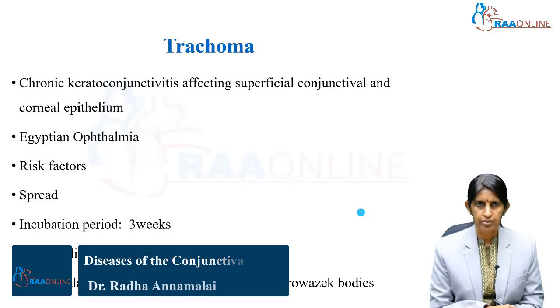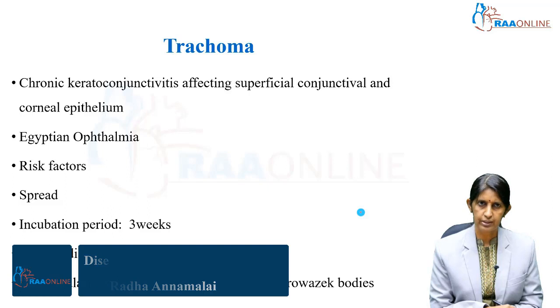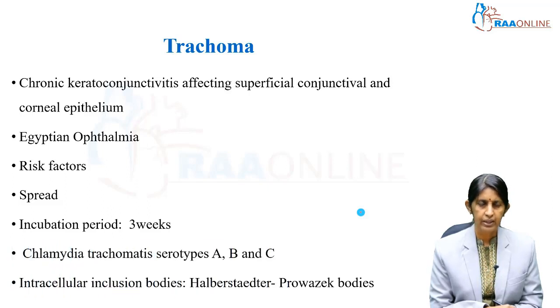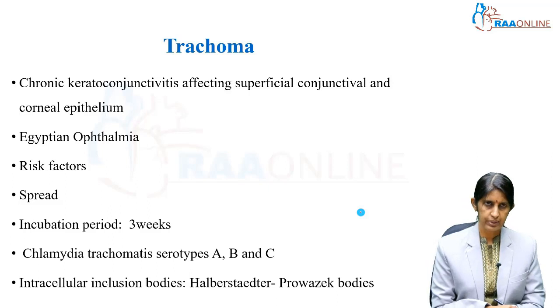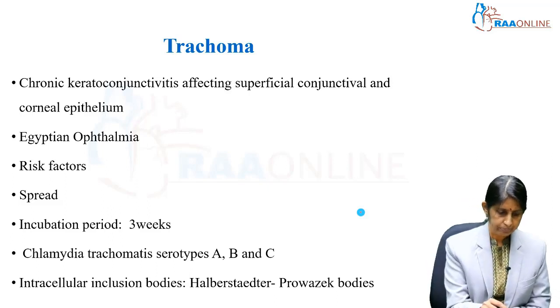So the next topic is trachoma. Trachoma is a chronic keratoconjunctivitis which affects the superficial conjunctival and corneal epithelium. It was previously called Egyptian ophthalmia, but it affects populations who are at risk in several places apart from Egypt. So what are these risk factors?